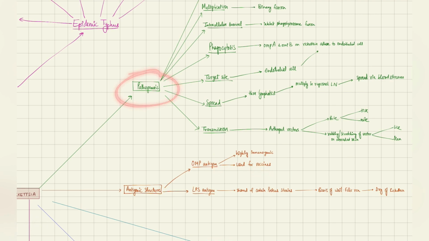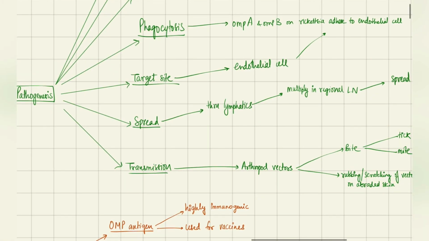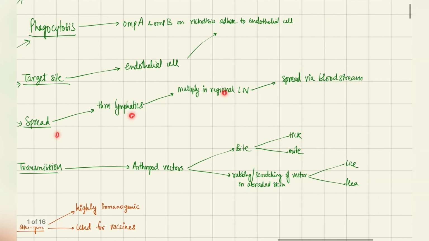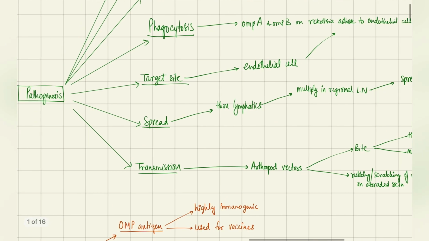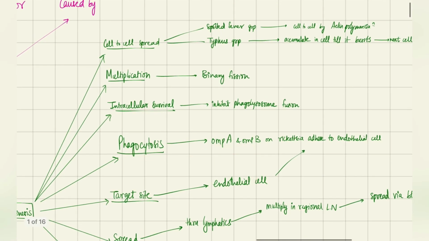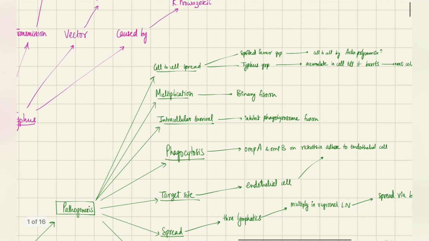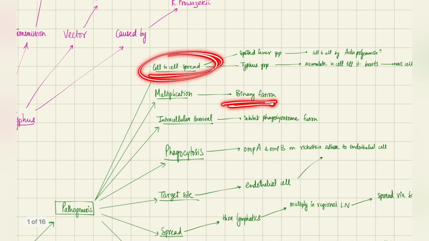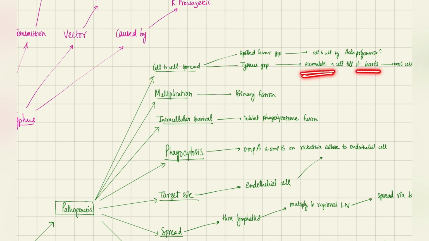Under pathogenesis, transmission is by arthropod vectors: bite by tick or mite, rubbing or scratching of lice or flea feces. Next, spread via lymphatics to regional lymph nodes, and then the bloodstream. There we attach to the endothelial cell via the OMP antigen and are phagocytosed. Survival is by inhibition of phagolysosome fusion. Then multiplication by binary fission. After that, cell-to-cell spread: typhus group by accumulation and then bursting, and spotted fever group by actin polymerization.